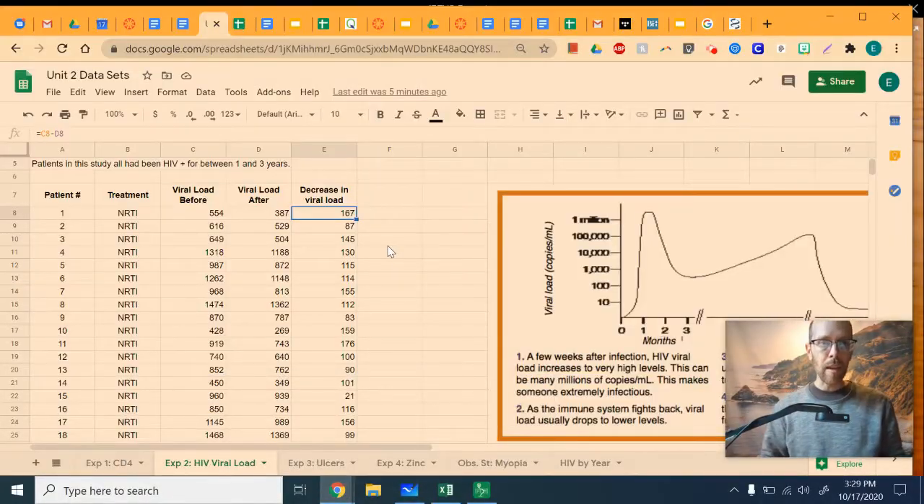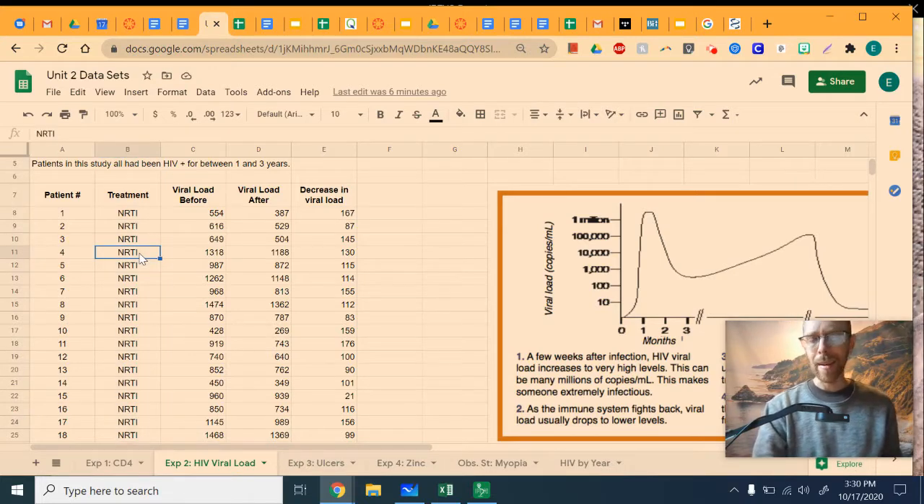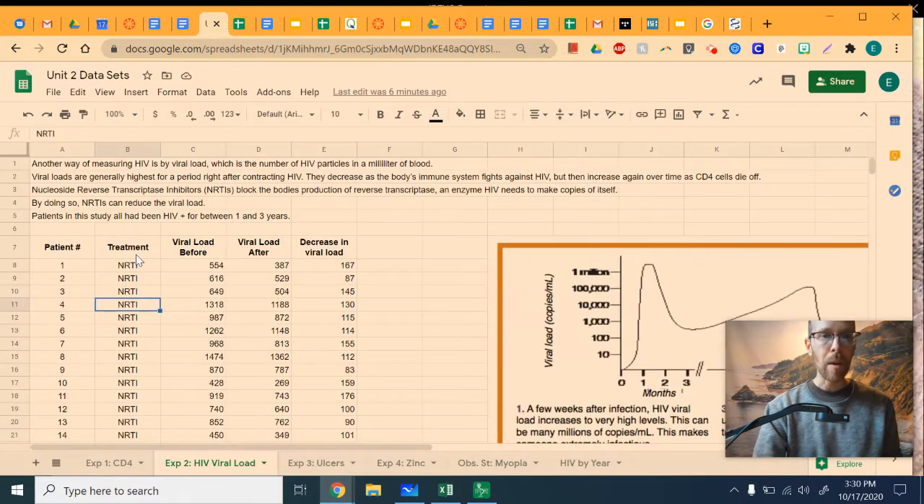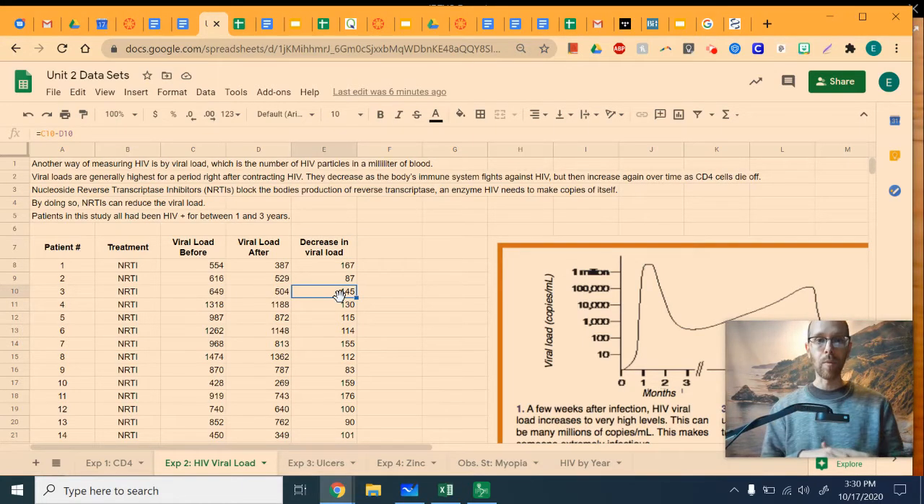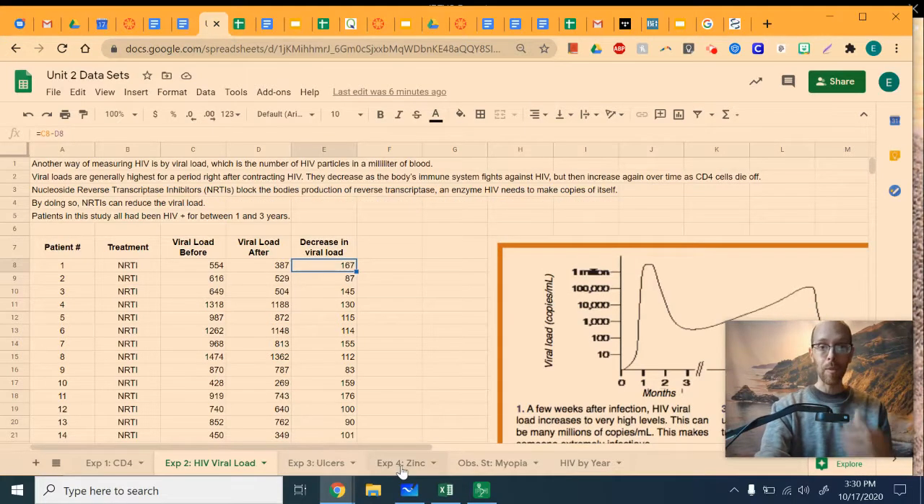Here is a study on HIV. People that have HIV were given a treatment, either something called NRTI, or they were given a placebo. And then we looked at their viral load after a certain number of weeks, how much virus they had per milliliter of blood. The goal of this study was to establish whether there is a relationship between the treatment that the subjects received, the NRTI or the placebo, and their viral load. So two variables, looking at the relationship.